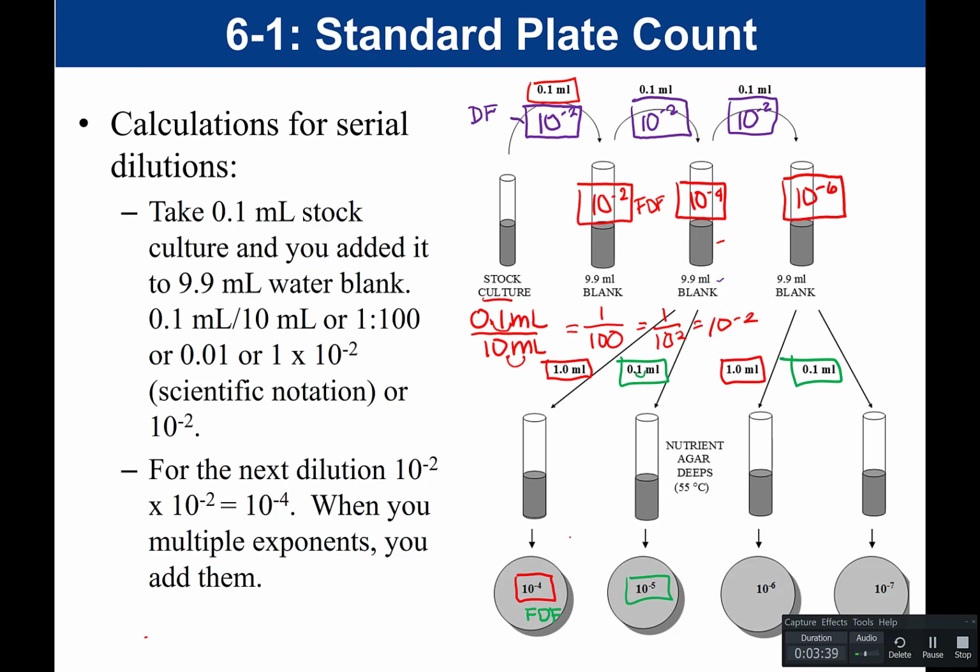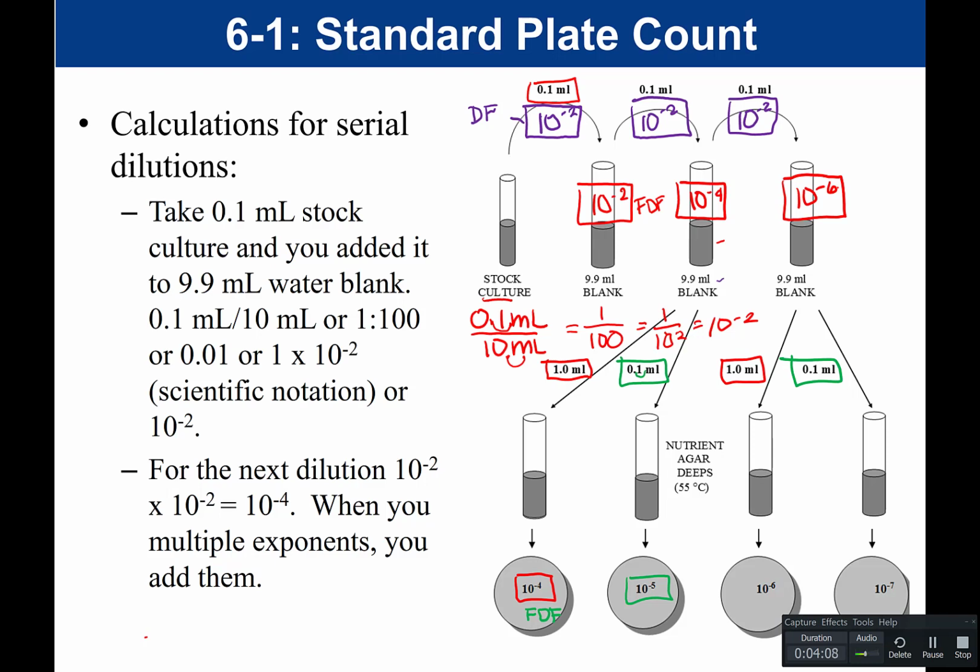I'm transferring 10-fold less. Then I take from my 10 to the negative 6 plate, right, and I transfer 1 milliliter. I end up with my final dilution on that plate, 10 to the negative 6. The last and final plate, I take from my 10 to the negative 6 and I transfer 0.1 milliliters. So that's 10-fold less than 10 to the negative 6, which gives me 10 to the negative 7.